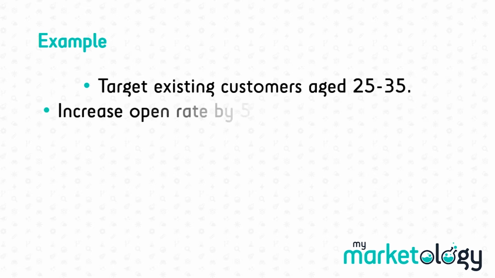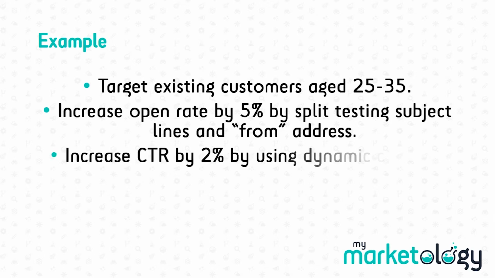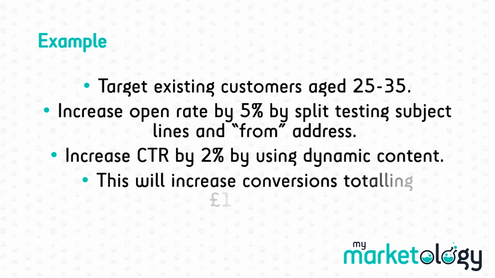They'll increase their open rate by 5% by split testing subject lines and the from addresses. So again, it's a measurable figure, and is very, very specific on how they're going to achieve that. Using new call to actions and including dynamic content in the email based on the contact's previous purchases, we'll also look to increase click-through rates by 2%, which will translate into increased conversions, totaling £110,000. So again, they've got very specific measurements, very specific ways that they're going to achieve those, and then they've got that target at the end for the outcome as well, which is above the 100,000 target they were looking for.